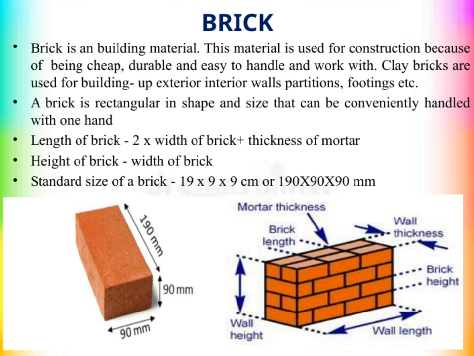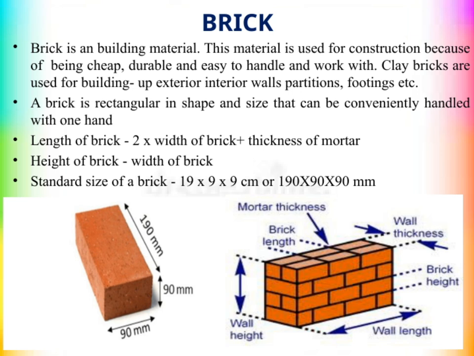The length of a brick is generally calculated as twice its width plus the thickness of the mortar used between bricks. The height of the brick is equal to its width. Standard brick sizes are usually around 19 centimeters by 9 centimeters by 9 centimeters, or in millimeters, 190 by 90 by 90. Recognizing these dimensions helps in planning and estimating materials for any construction. Overall, understanding the size and properties of bricks is essential because it influences the overall stability, appearance, and cost-effectiveness of a building.